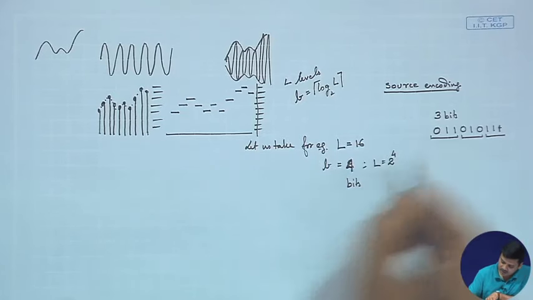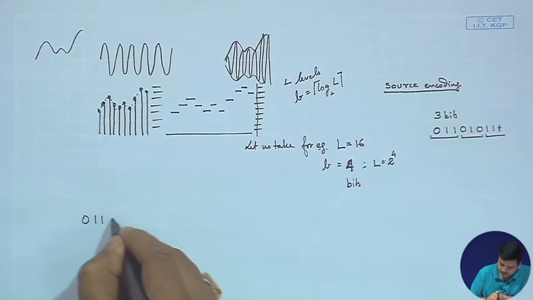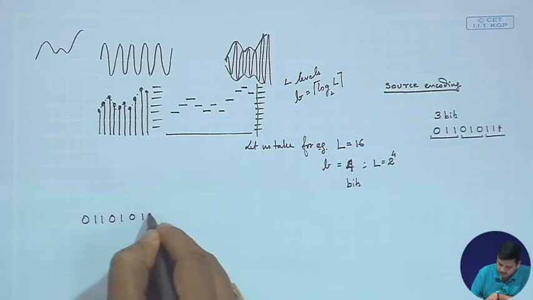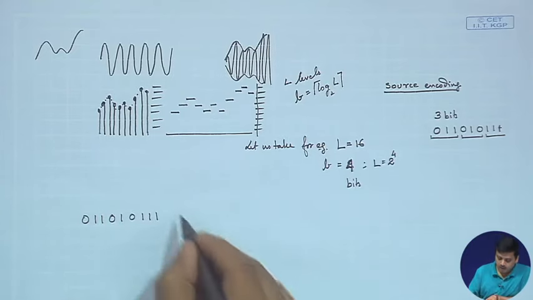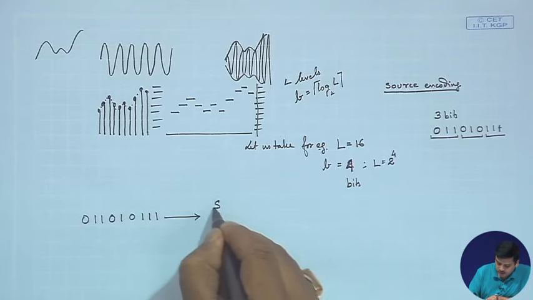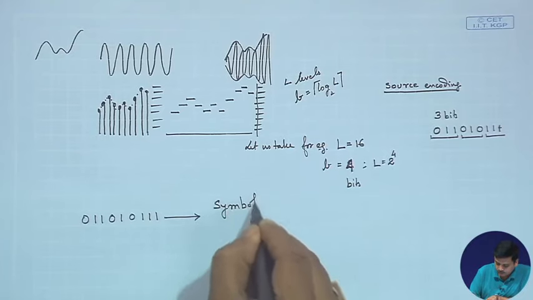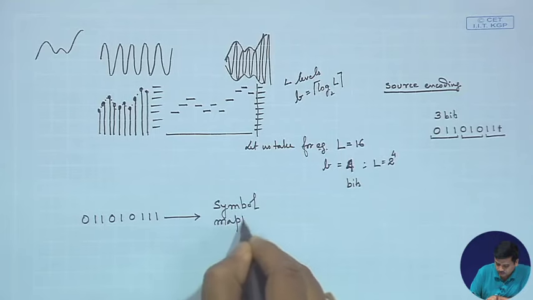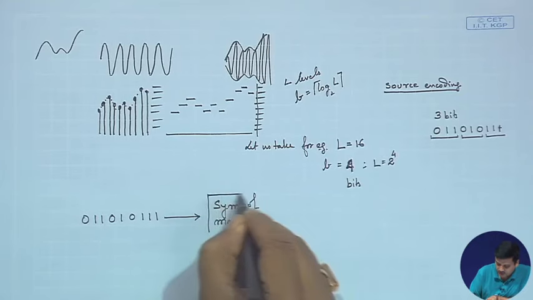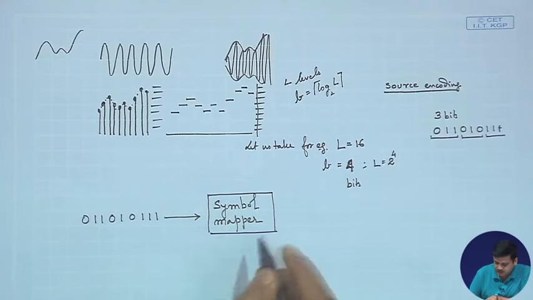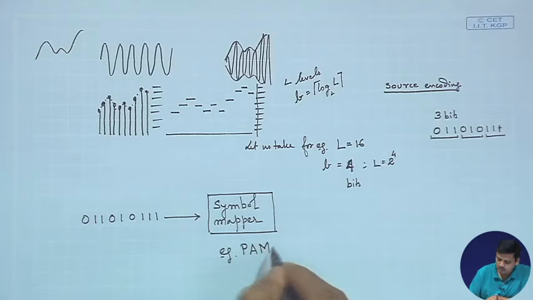Now, this bit stream would go into the symbol mapper that we have just discussed in the previous lectures. So, for example, let us take pulse amplitude modulation, and for simplicity let us take M is equal to 2.